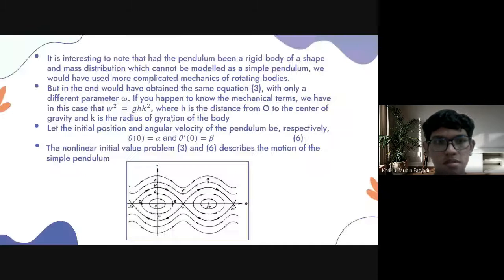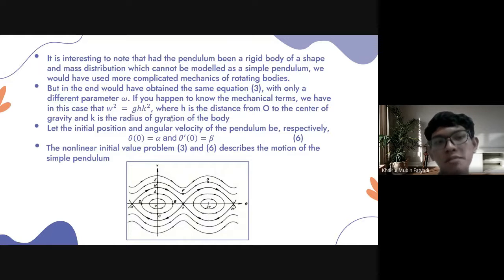Next, it's interesting to note that had the pendulum been a rigid body of a shape and mass distribution which cannot be modeled as a simple pendulum, we would have used a more complicated mechanics of rotating bodies, which falls outside the scope of this book. But in the end, we would have obtained the same equation with only a different parameter omega. If you happen to know the mechanics, we have in this case that omega squared is equal to g h k to the power negative 2, where h is the distance from O to the center of gravity, and k is the radius of gyration of the body.